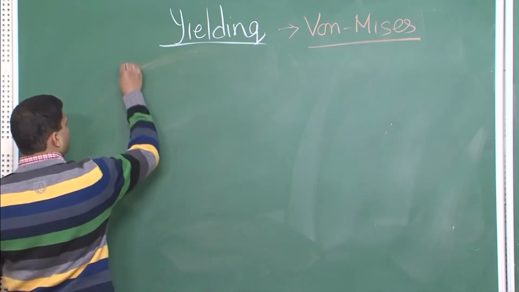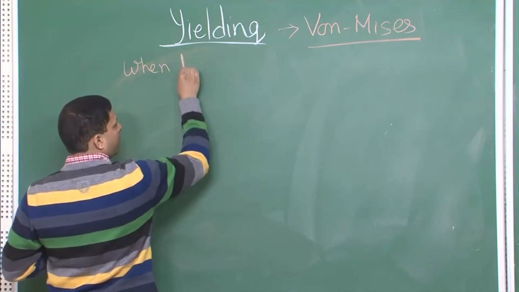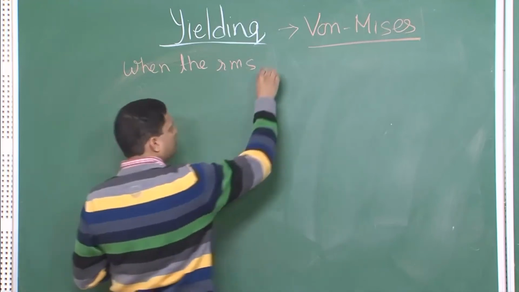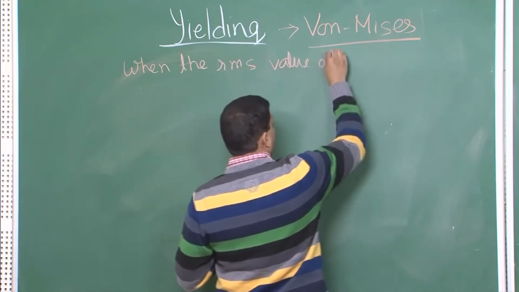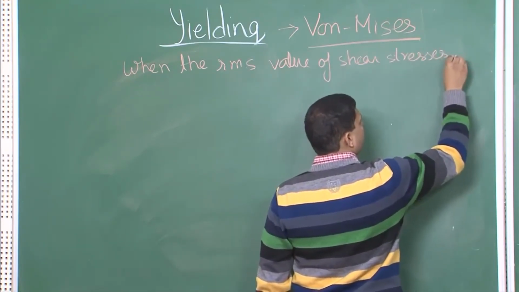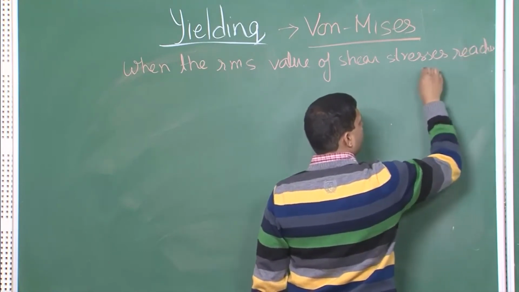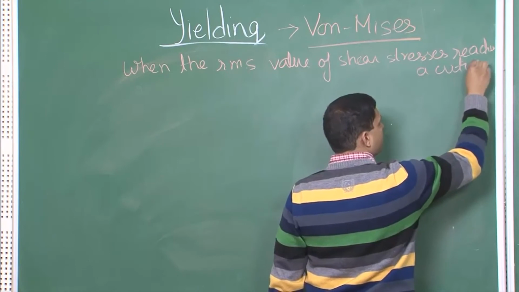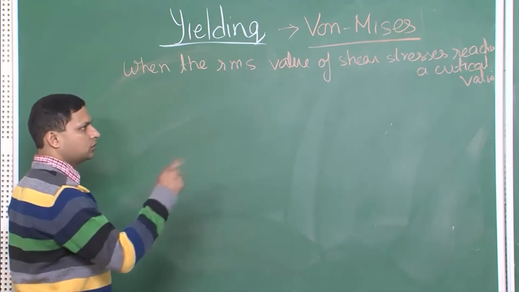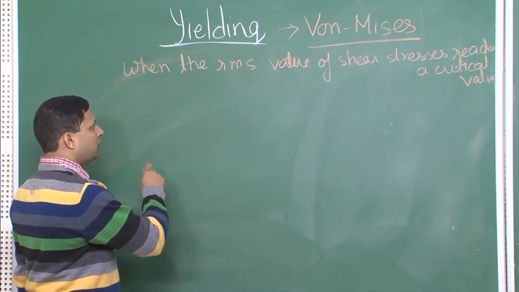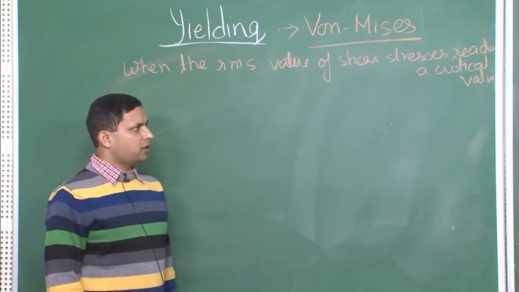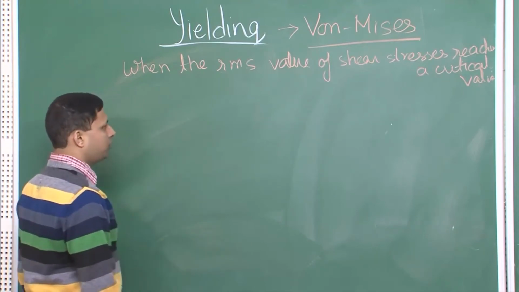What it is saying is that when the RMS, that is the root mean square value of shear stresses, reaches a critical value. So, we looked at the Tresca and this is the von Mises criterion. What the von Mises criterion is saying is that when the root mean square value of shear stresses reaches a critical value. So, now let us put it mathematically.